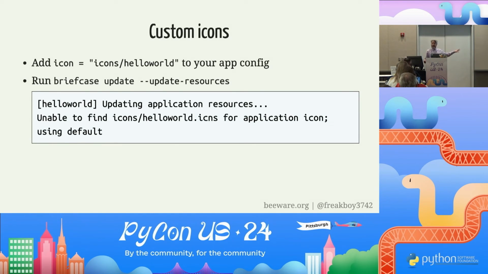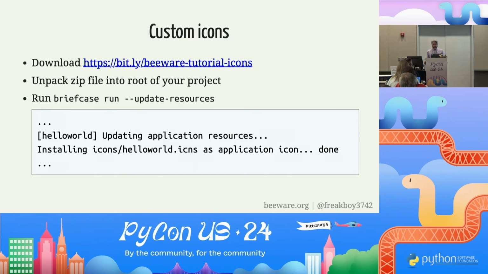That is entirely intentional because we actually haven't put the files in place. So if we then download the zip file at that URL location, unpack that zip file into the root of your project, so you should then have an icons folder next to your source folder, next to your build folder and your dist folder, and run briefcase run --update-resources again. You should see it say it's going to install icons/hello-world icons as your application icon.